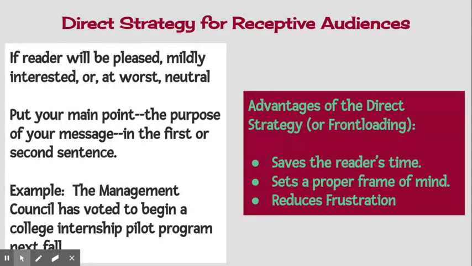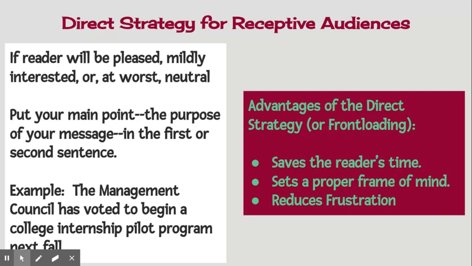And there are several advantages for the direct strategy, which is sometimes called front-loading. Number one, it saves the reader's time. And if you remember from Chapter 2, we talked about business writing needing to be efficient and concise. It also sets a proper frame of mind and reduces the frustration of trying to find the main point of this writing.